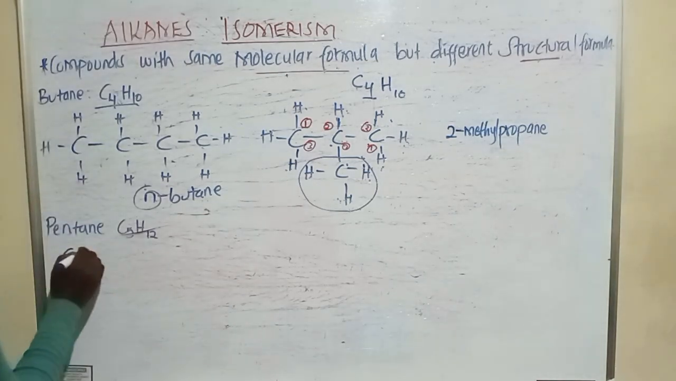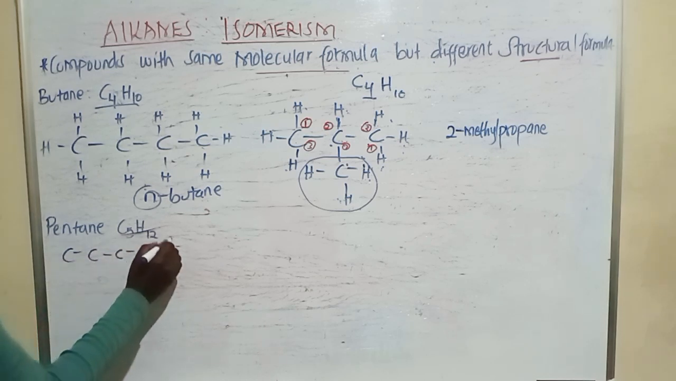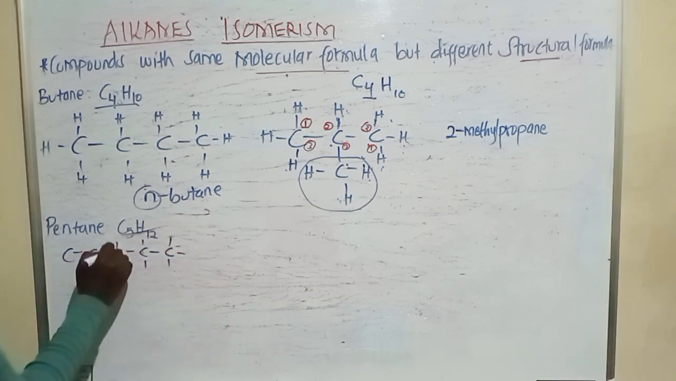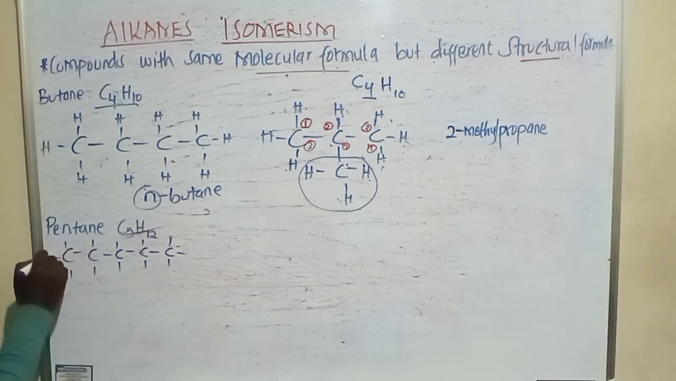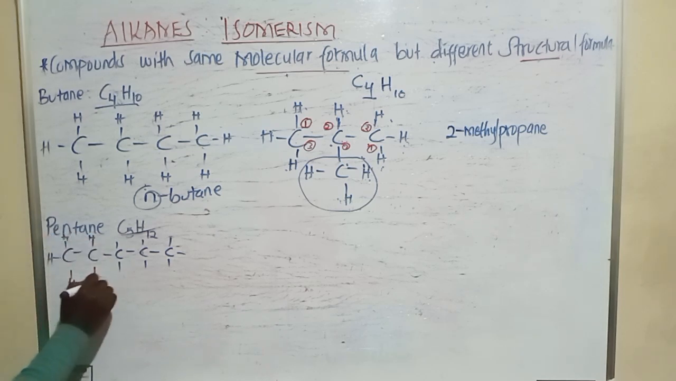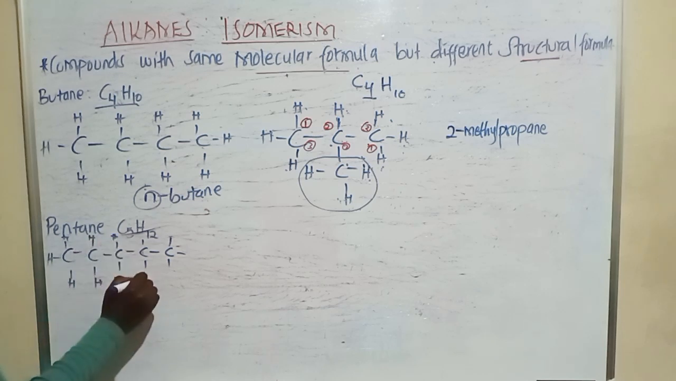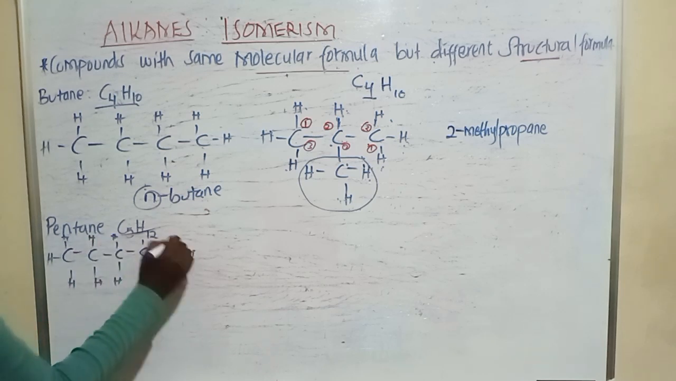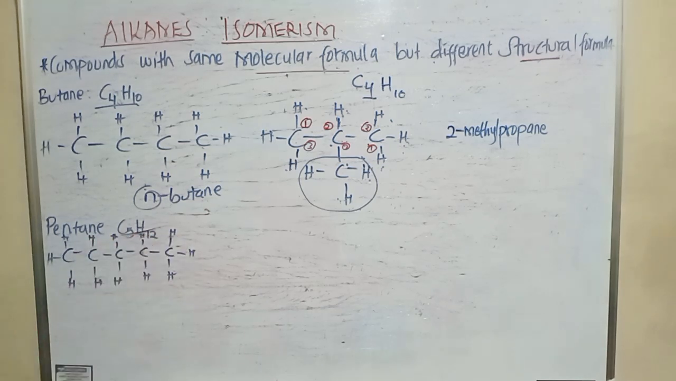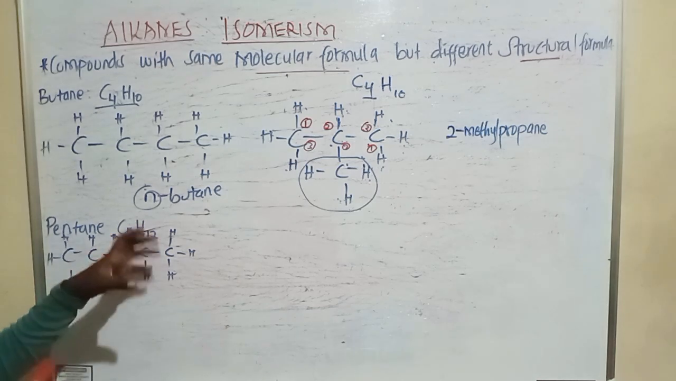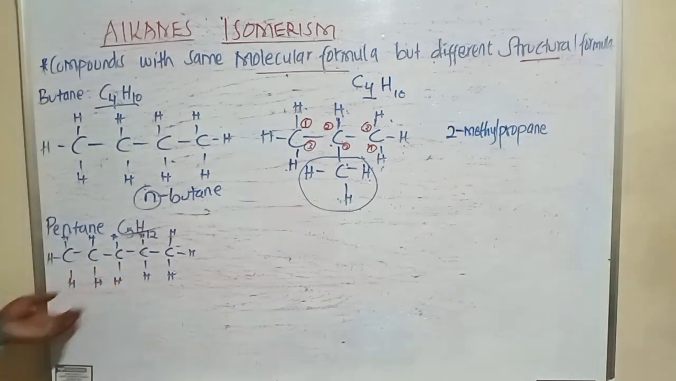Now when you go to pentane, we can write the open structural formula of pentane, which is going to be 5 carbon atoms, 1, 2, 3, 4, 5, and your hydrogen atoms. So that is the first one. Now we are going to look at the possible branching positions that we have here.